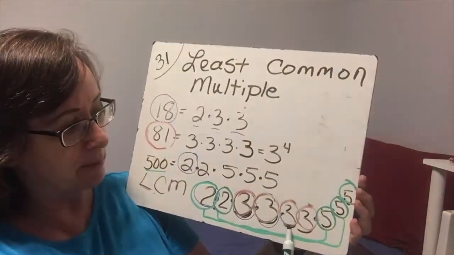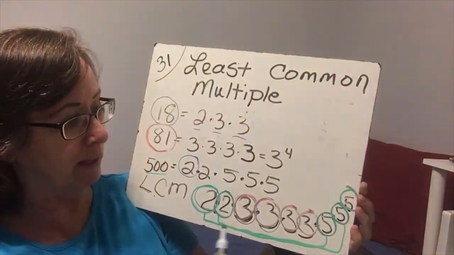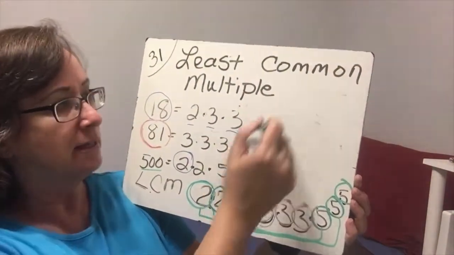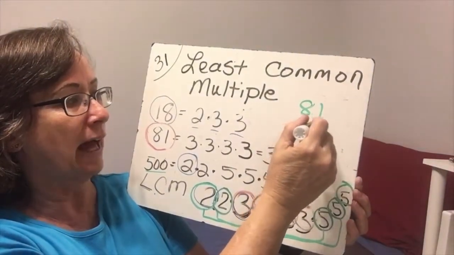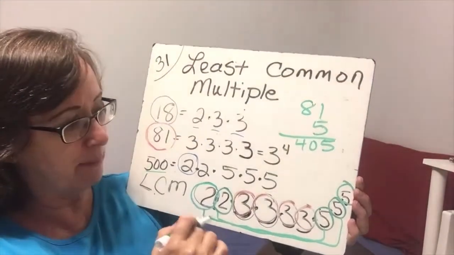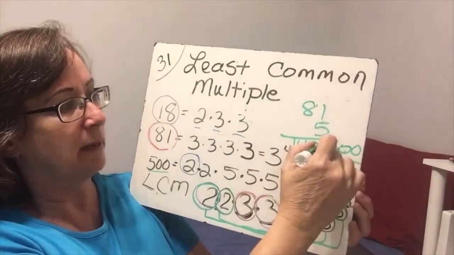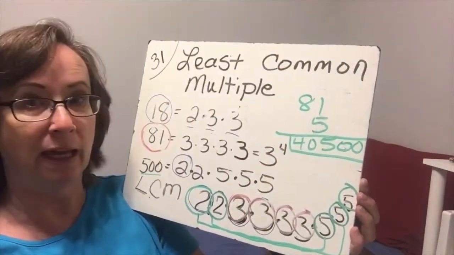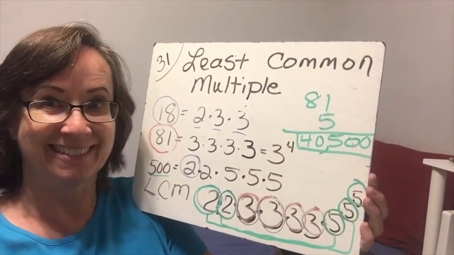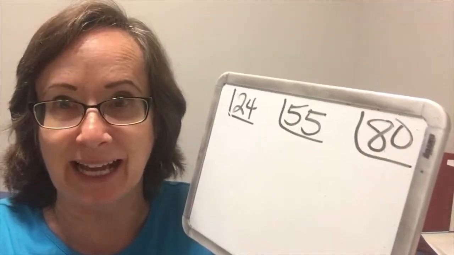So 3 times 3 times 3 times 3, I already know that was 81, right? Those are the factors of 81. So I have 81 times 5, because I had 1 5 left. So 81 times 5 is 405, and then times the 100. So the number that is my least common multiple should be 40,500.